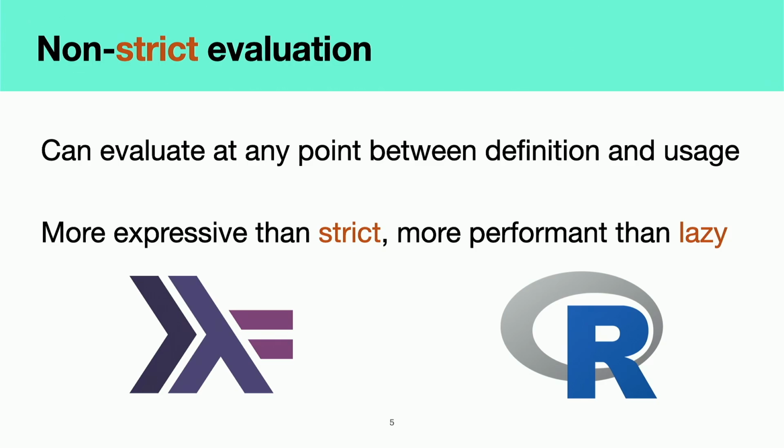which is non-strict evaluation. This strategy straddles the boundary between strict and lazy by allowing expressions to be evaluated at any point between when they first appear and when they're used. In theory, this will give you both the expressivity benefits of laziness and the performance benefits of strictness. This is famously the evaluation strategy used by Haskell, and more infamously the evaluation strategy used by R.